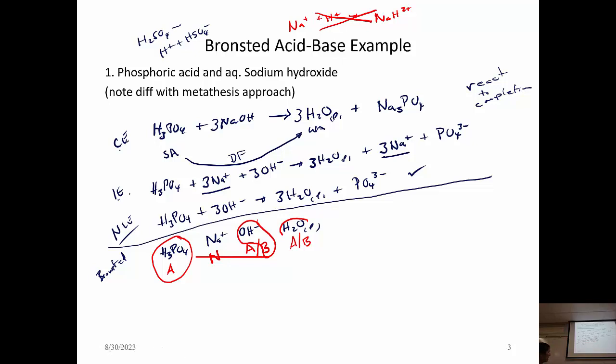Now, in Bronsted, what we do is we just react these one proton at a time. And so it's going to be H3PO4 plus hydroxide. This is going to yield, well, if this is my acid and this is my base, the acid loses a proton. And so we'll end up with H2PO4. What's the charge on H2PO4? Zero, neutral. The charge is going to be minus one because we lost an H plus. And then we're going to form H2O.